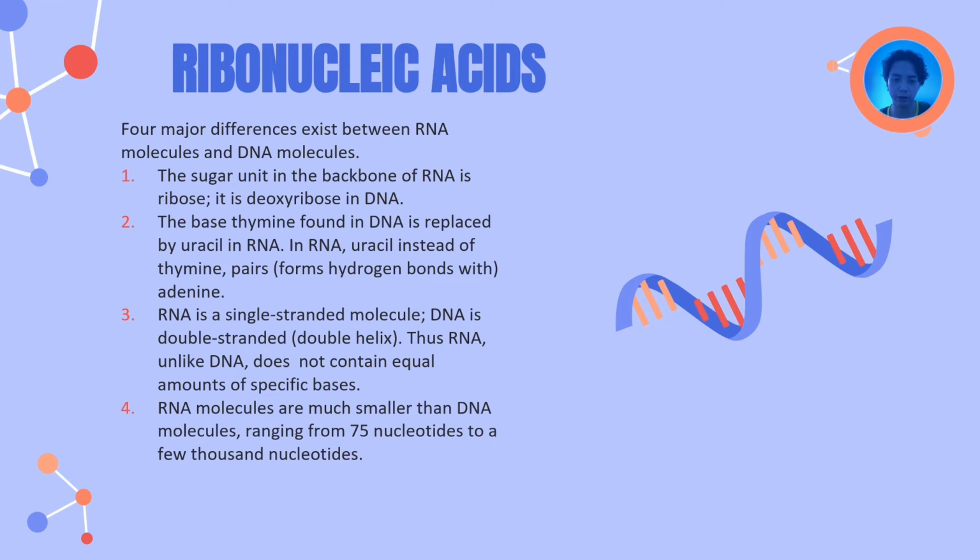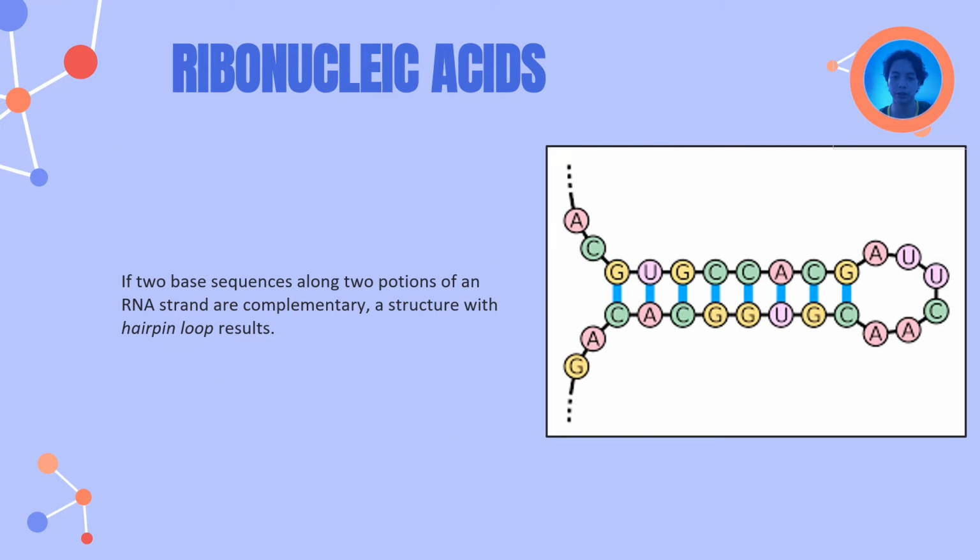Note that the single-stranded nature of RNA does not prevent portions of an RNA molecule from folding back upon itself and forming double helical regions. If the base sequences along two portions of an RNA strand are complementary, a structure with a hairpin loop results.